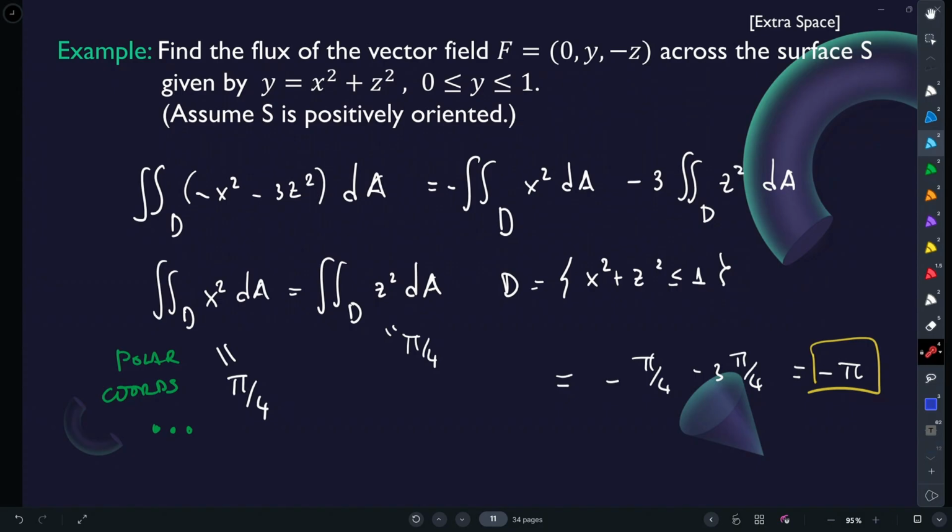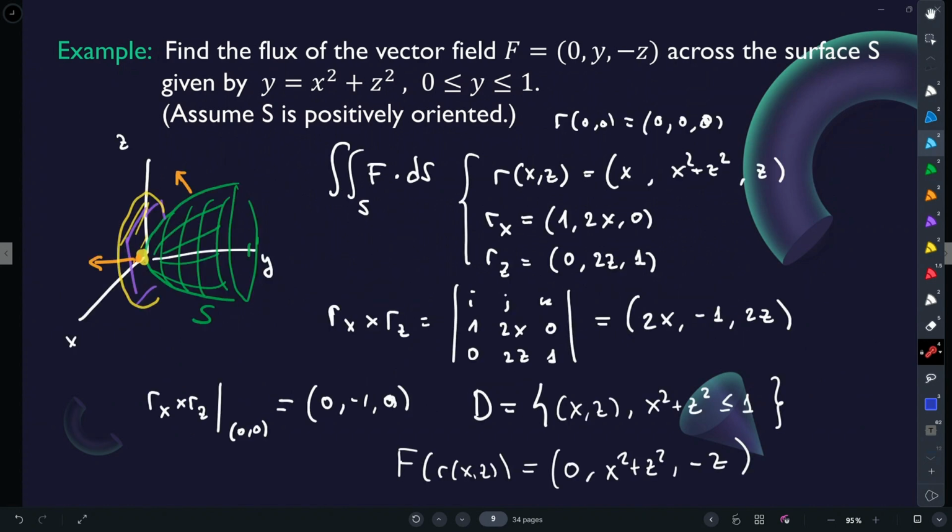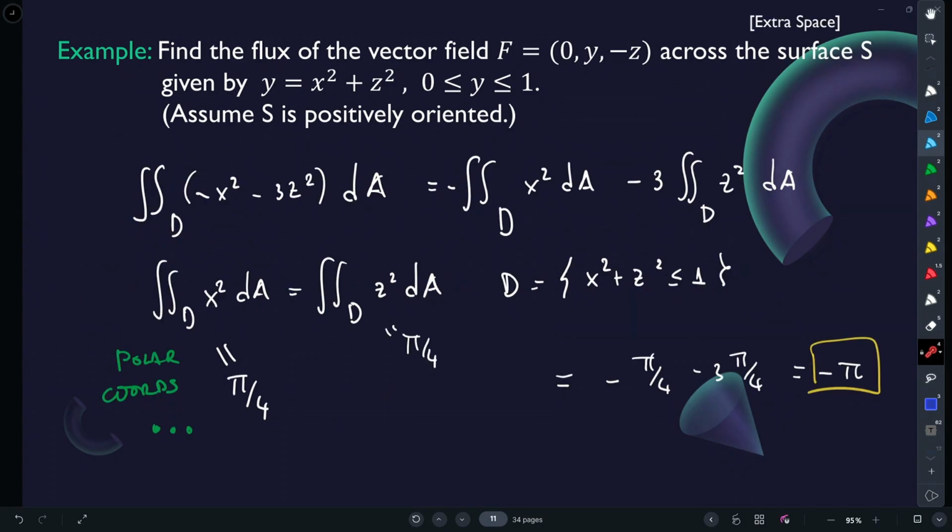So it's not just a surface area, it's the integral of a function, just like this one over here is not the surface area of the paraboloid. We're integrating to find the total flux of a vector field.